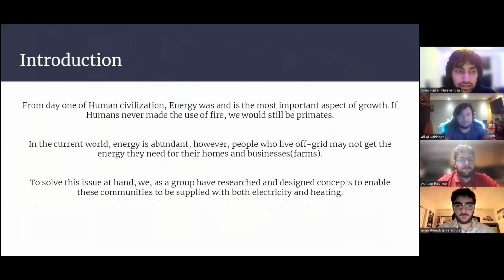From day one of human civilization, energy was and is the most important aspect of our growth. If humans never made the use of fire, we would still be primates. In the current world, energy is vastly abundant. However, people who live off-grid may not get the energy they need for their homes and businesses. To solve this issue at hand, we, as a group, have researched and designed concepts to enable these communities to be supplied with both electricity and heating.